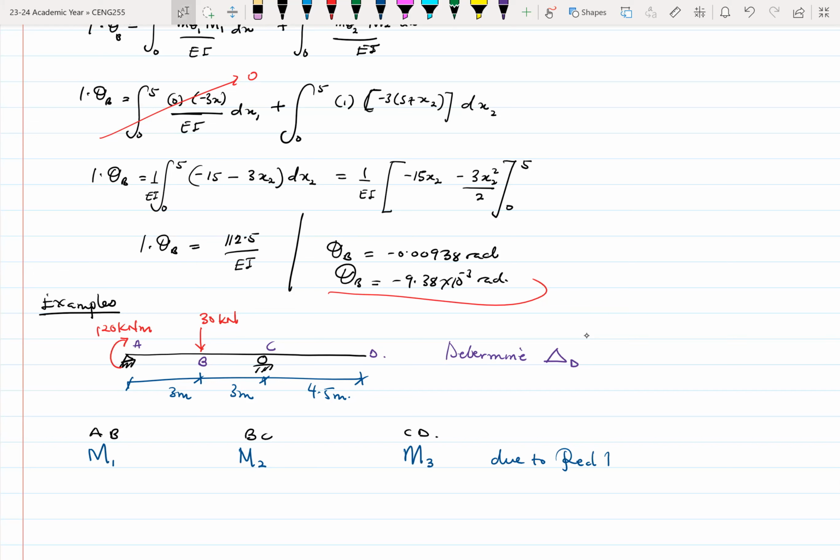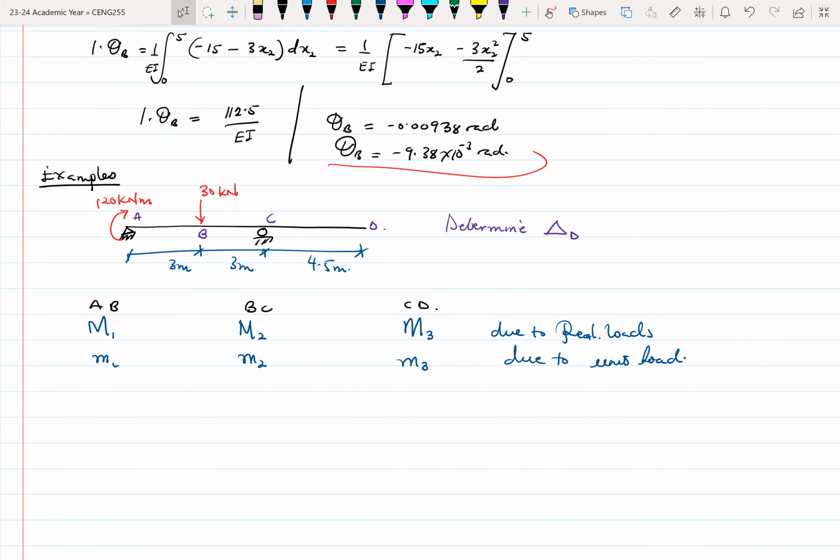Then you also formulate equations for the small m for the different spans. This will be due to the unit load. Since we're looking at deflections, we put a unit load over there. Once you understand that the moment equations are valid for the different spans, it doesn't matter which one of them you start with first. So you can find the big M due to the real loads first, and then find the small m later. You can do that.